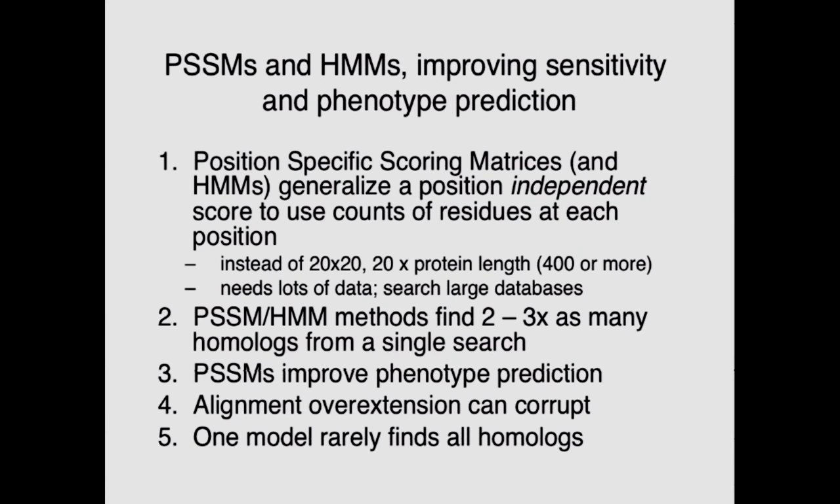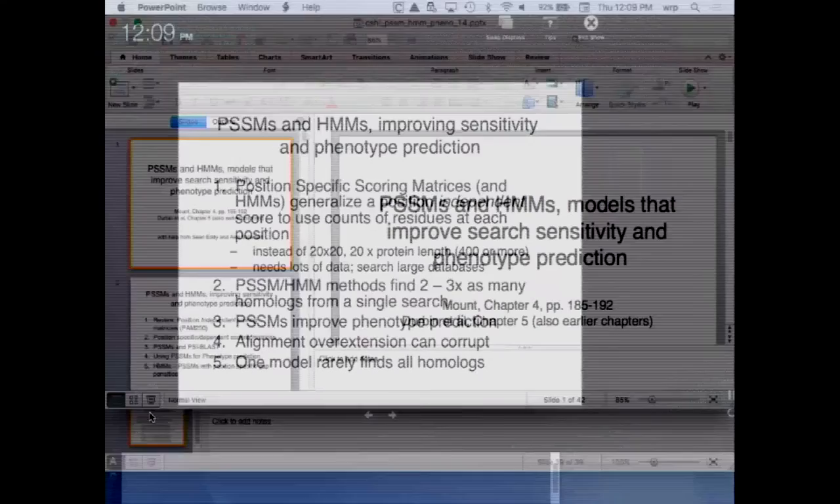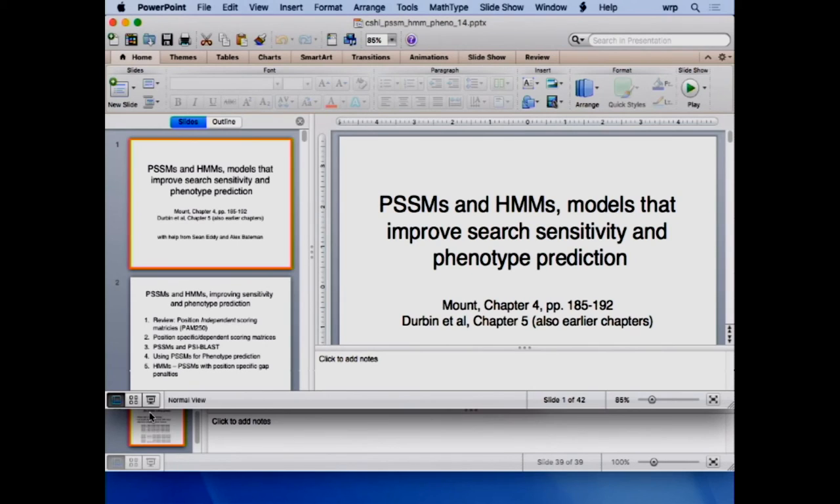But the good news is it gives you enormously more information about what the critical residues in a protein family are. It's incredibly more sensitive. It really helps to have lots of data, so you want to search large databases. You're going to find 2 to 3 times as many homologs. They're going to improve phenotype prediction by 10 to 20%, but we have these problems. Okay, so that's it for all these things, which I could have talked about for 3 hours.